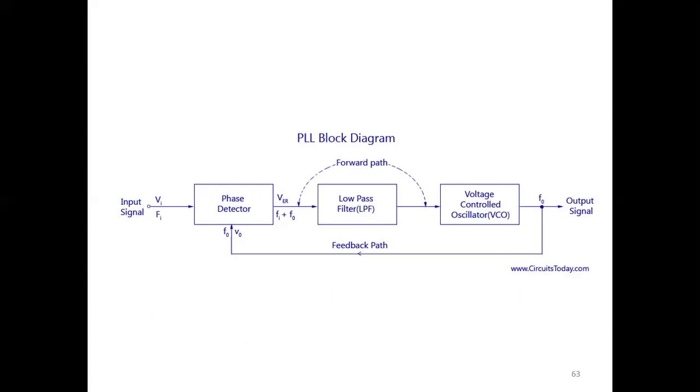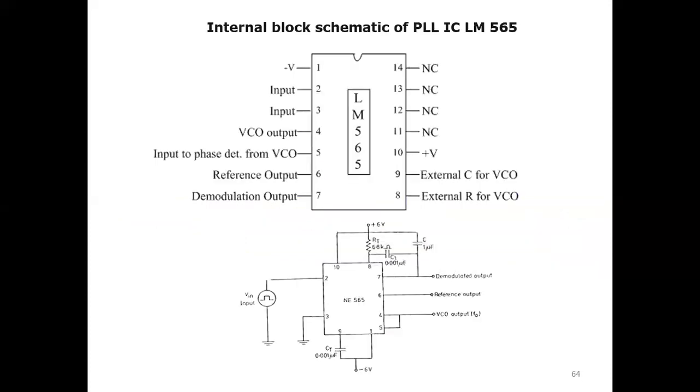In the PLL block diagram, the input signal goes to the phase detector, then the output goes through the forward path to the low pass filter, and then to the voltage controlled oscillator. The output of the VCO is connected back to the phase detector. So this is the basic PLL block diagram.